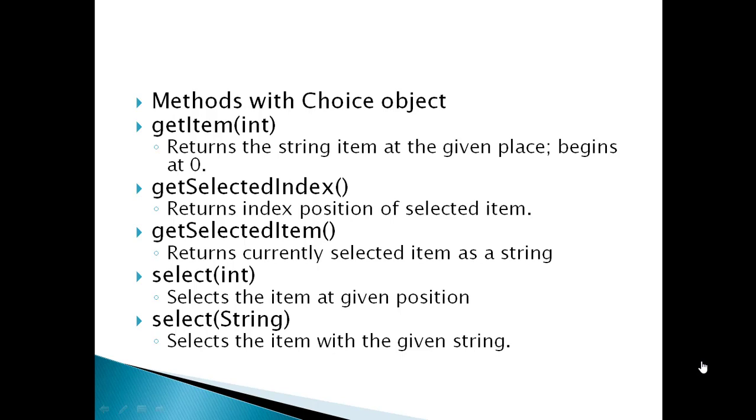Next method is the select method. select(int) selects the item at the given position. Selected items are highlighted and that selection is done by the select method. Here we pass the index of that item. Next, select(String) selects the item with the given string. These are the methods.